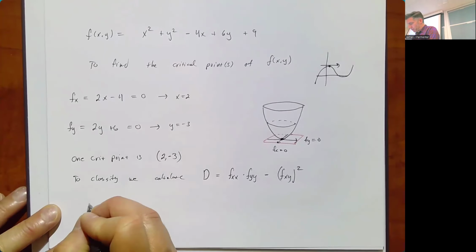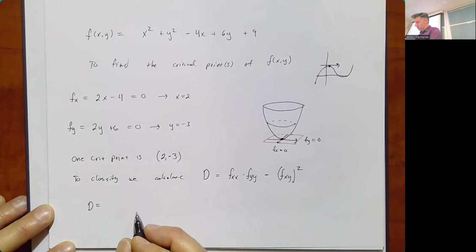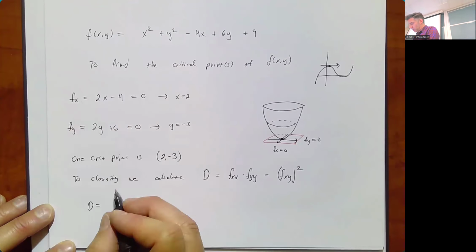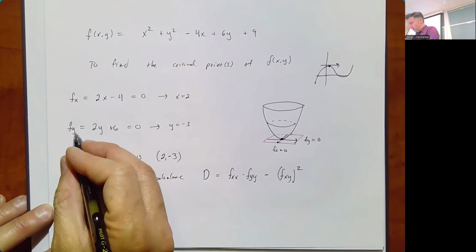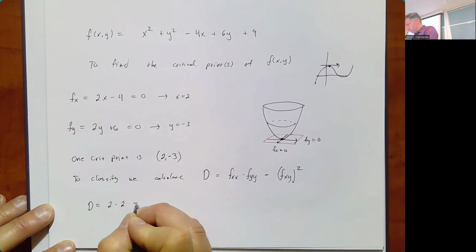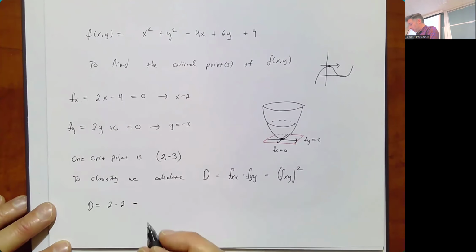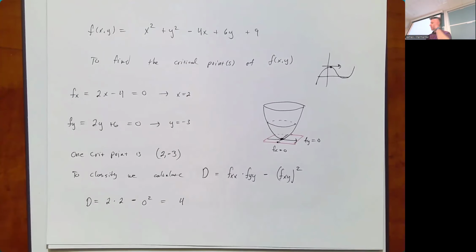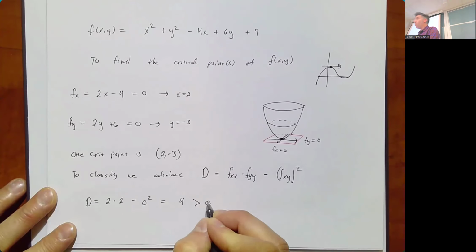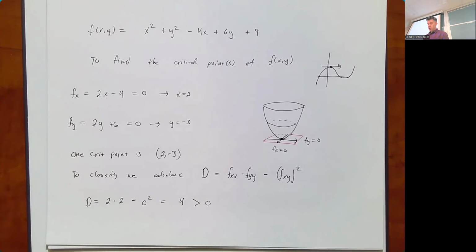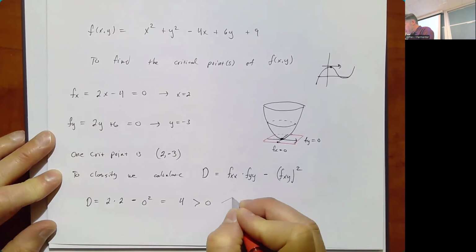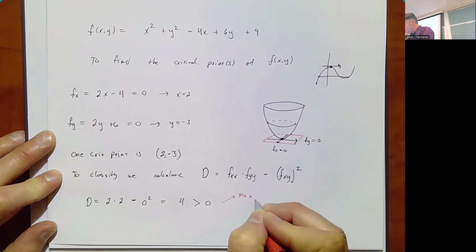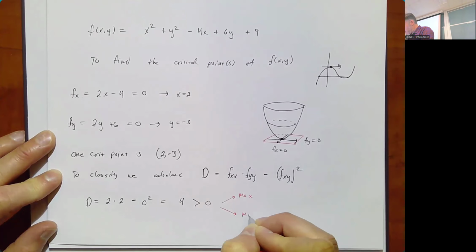So let's calculate D. D is going to equal fxx, which is 2, times fyy, which is also 2, minus fxy, which happens to be 0 here, squared. So D is 4. So when D is positive, one of two things can be true. You can either have a maximum or a minimum.